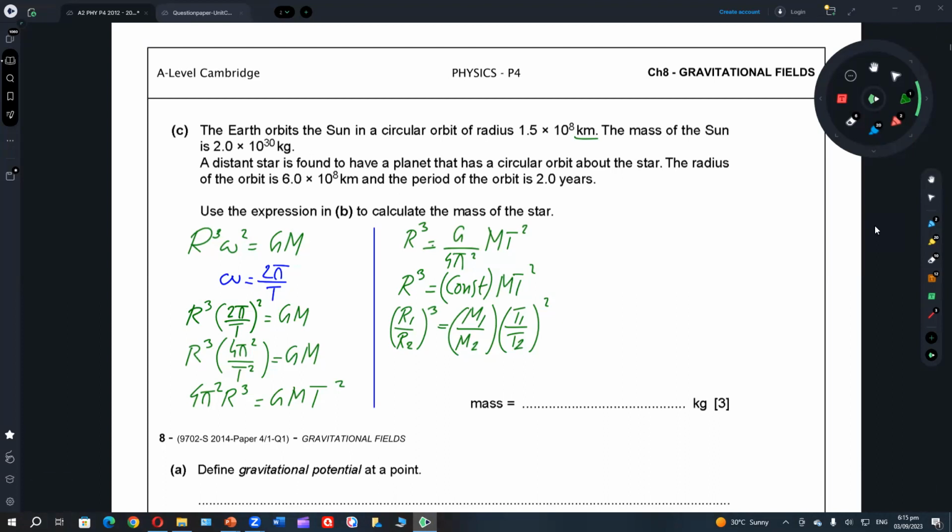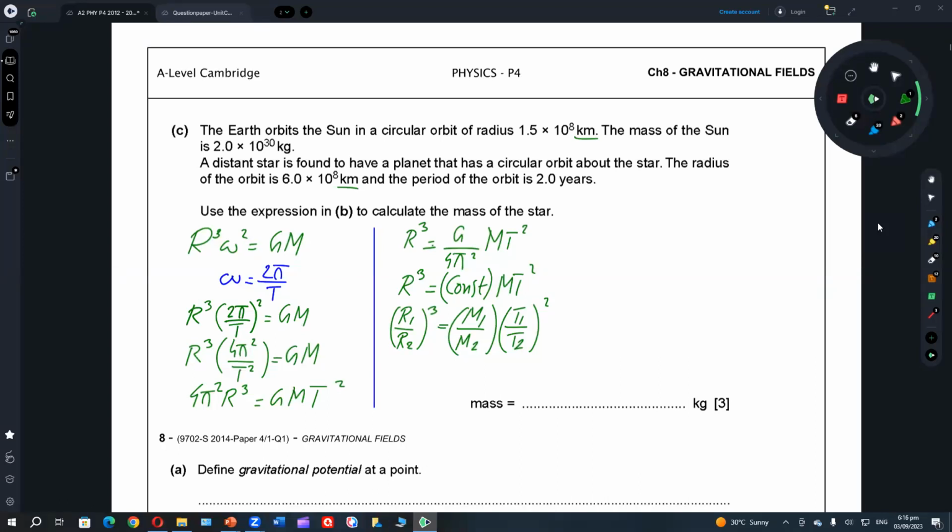I have the time period. I have the radius in kilometer and I have everything. So it's your choice. I have shown you both the steps. You can go for the ratio method. Interestingly, the examiner has given data about the mass of the Sun and the radius of the Earth also. So it's your choice now.